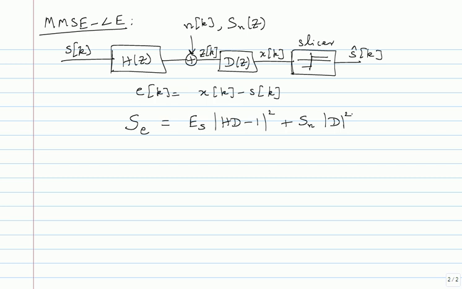It's non-negative real. And my MSE is what? How is mean square error related to SE? It's the arithmetic mean of SE. So it's all real and non-negative. If I minimize SE at each point theta, I would have minimized my mean square error as well. So that's the first step.